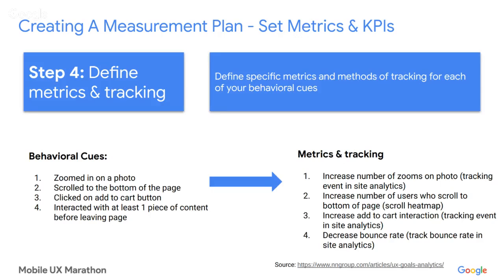For others, we may need to install a new tool such as heat mapping to ensure our users are getting to the bottom of the page in metric 2. We also will have to do some tagging of events for behavioral cues 1 and 3 in order to understand when a user zoomed in on a photo or clicked on our Add to Cart button. Through this exercise, the team will have a greater understanding on what work is required to implement a new feature and what measurement will look like post-implementation.